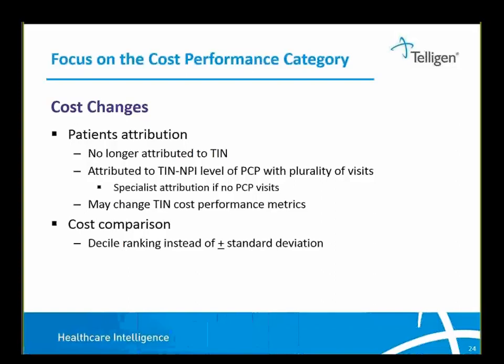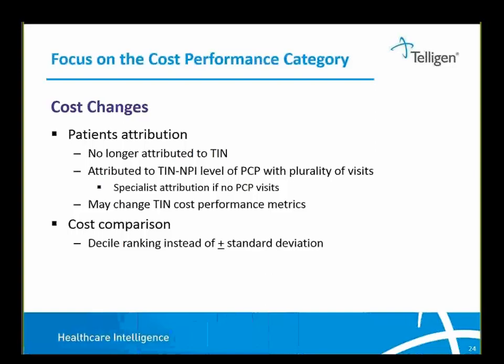Now, the all-cause hospital readmission measure only is applicable to the larger groups. I think it was either 15 or 16 or more providers. While the cost category now in the MIPS program takes over the total cost per capita, the Medicare spending per beneficiary measures, and episodes of care measures for scoring, and we'll break those down in another slide or two. There are a couple of significant cost changes that you should be aware of: the attribution of patients changes and the cost comparison methodology changes.